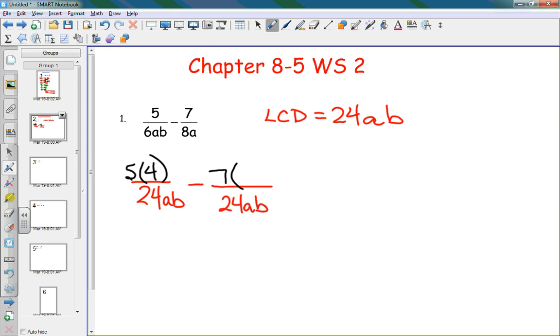Once you do the bottom, you do the top. This one has an 8A. What is missing from the bottom? I need a B, don't I? So I need to have a B on both the top and the bottom. Do we all understand that? There's an 8 and an A. There's already an A. There's not a B. So that's why I have to add it.